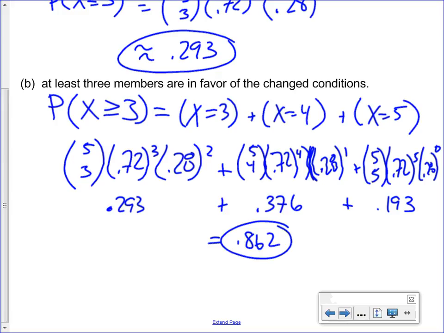Check on mine. Are we getting the same thing?